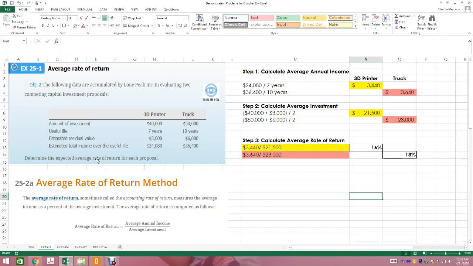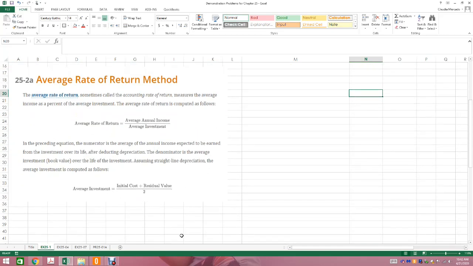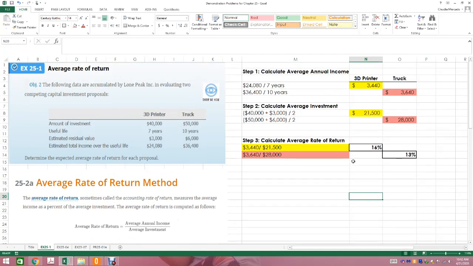Determine the expected average rate of return for each proposal. The 3D printer gives you a higher return than the truck. Okay? So, pretty simple, pretty straightforward. It's just a matter of applying the formulas over into our calculation. And piece of cake.